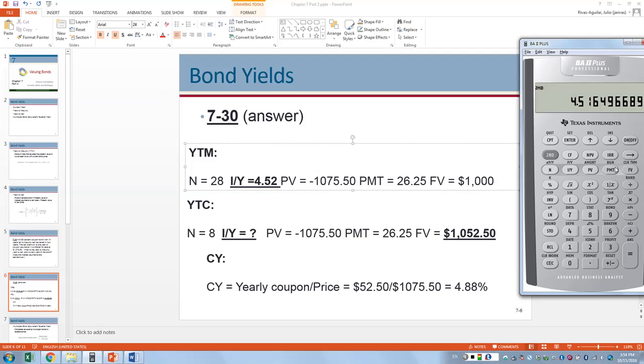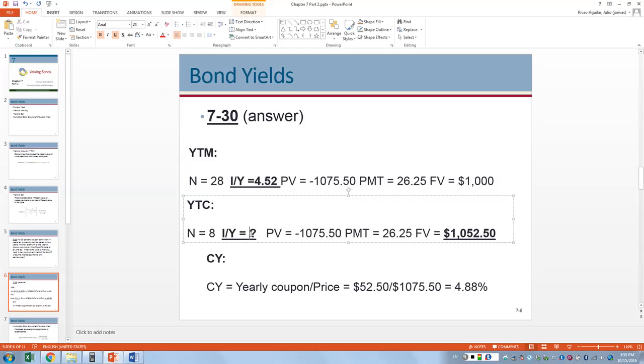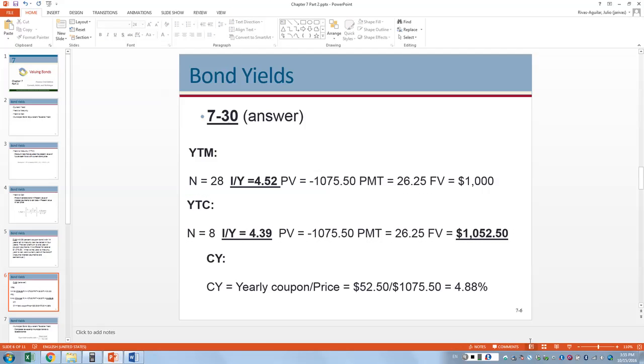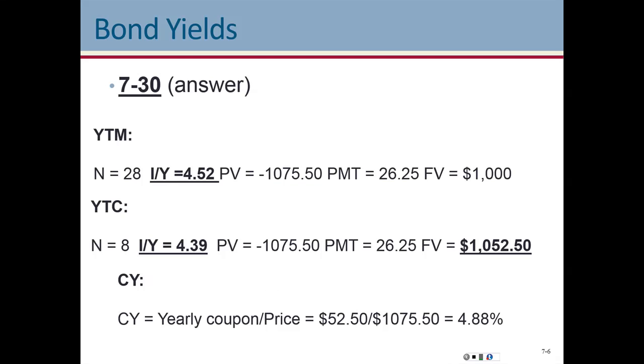4.52, right? If we do the same for the other bond, 8, 1075.5, 26.25, 1052.5, right? Compute the interest rate times 2, 4.39. Gonna maximize this.